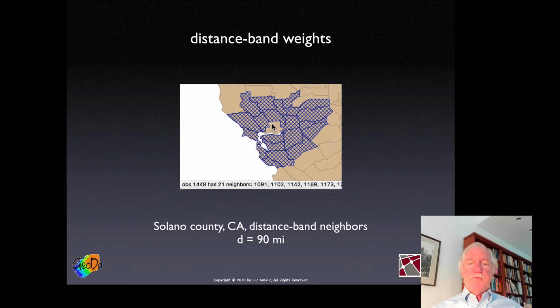Okay, what does this look like? This is Solano County again.